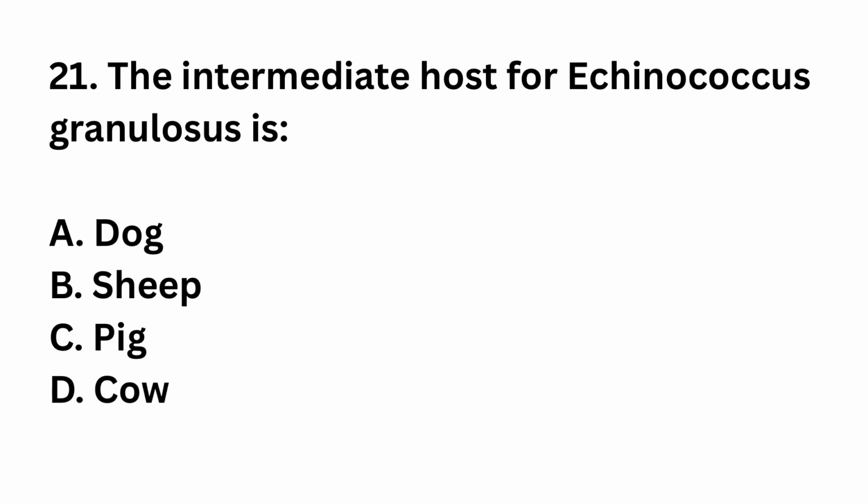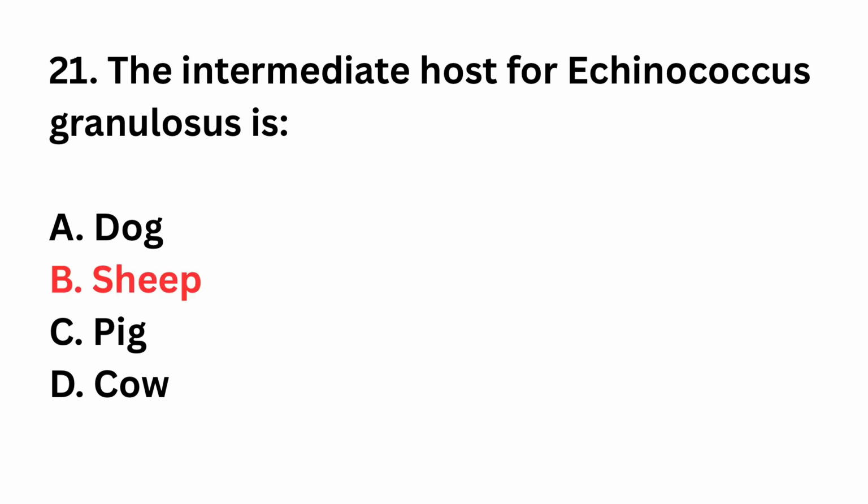Question number 21. The intermediate host for Echinococcus granulosus is dog, sheep, pig, cow. The right answer is option B, sheep. Sheep ingest eggs and develop hydatid cyst. Humans are accidental intermediate host.